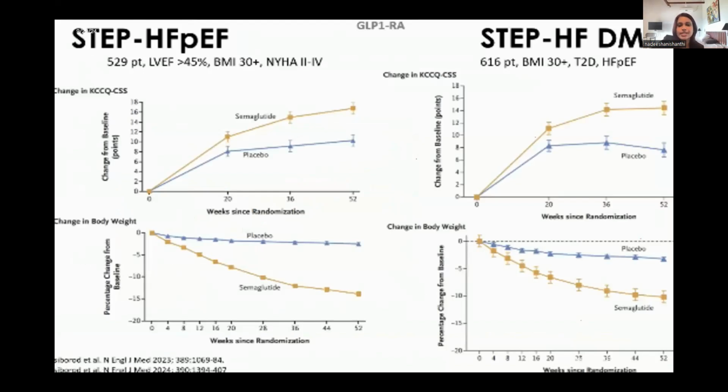Also, the STEP-HFpEF trial included patients on GLP-1 receptor agonists. In the near future, it will be available in our country as well. This showed mainly patients with obesity and heart failure, and they recruited 529 patients. It showed that semaglutide had a reduction in cardiovascular deaths and better KCCQ score, with a better outcome than the placebo. So this is the STEP-HFpEF trial.